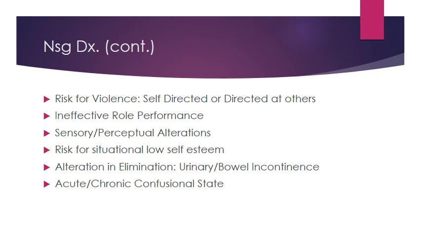Alteration, one thing I don't have on the slide, but that is on your outline, is alteration in nutrition, imbalanced nutrition, less than body requirements. We already talked about this in the assessment, how important it is to do an assessment of their nutrition, but many times these people have poor nutrition, again, due to confusion, due to forgetting to eat, not understanding or not being able to interpret sensations in their body of hunger.